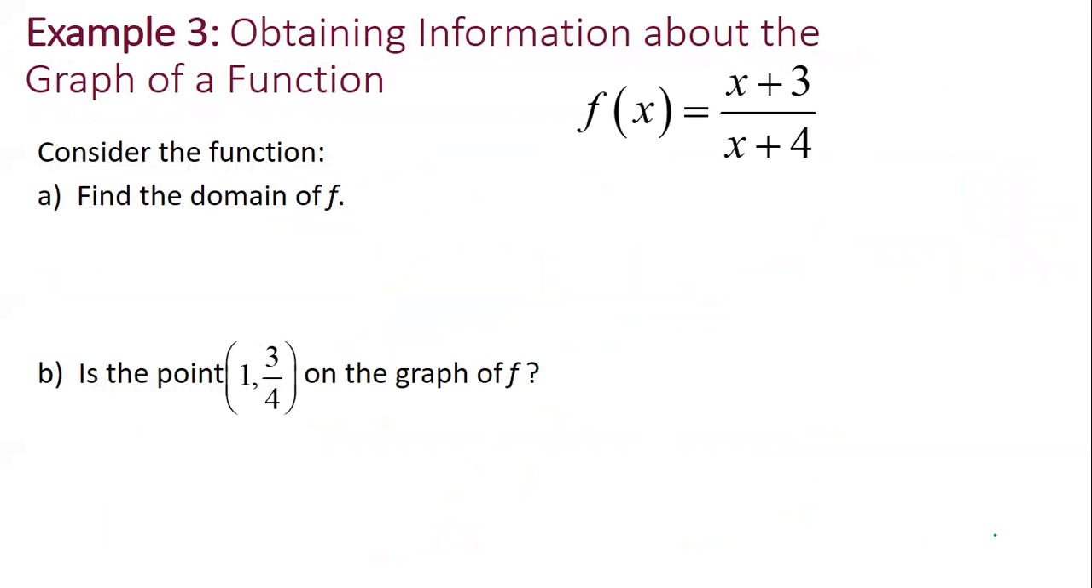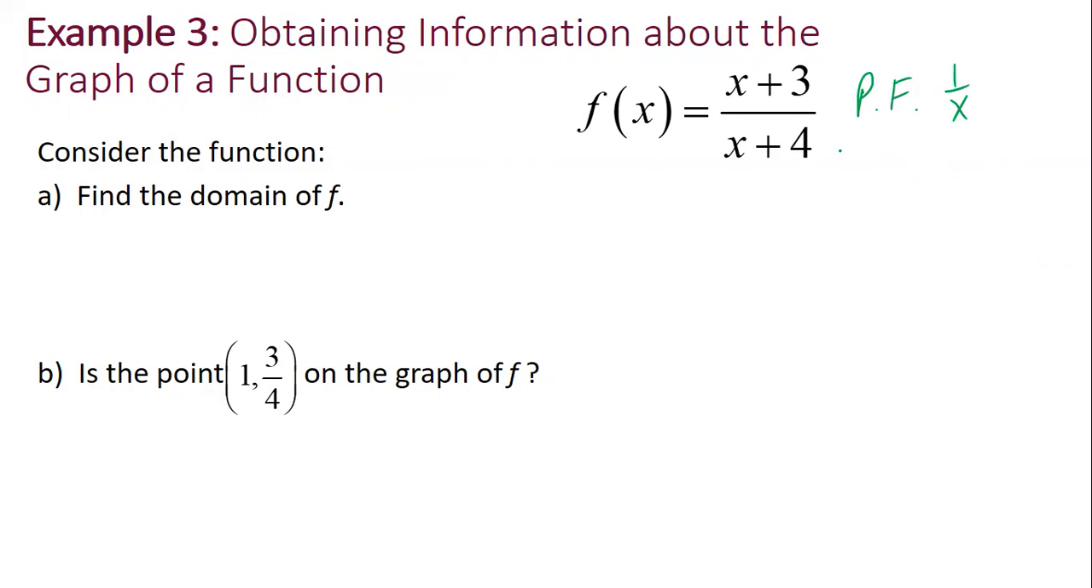So what if you're not given a graph, but you're just given the function? Well, that's okay. That means you're going to just use your knowledge of what the graph would look like, right? And that goes back to understanding what the parent function would be. So what would be the parent function for x plus 3 over x plus 4? It would be 1 over x. It would be a rational, right?